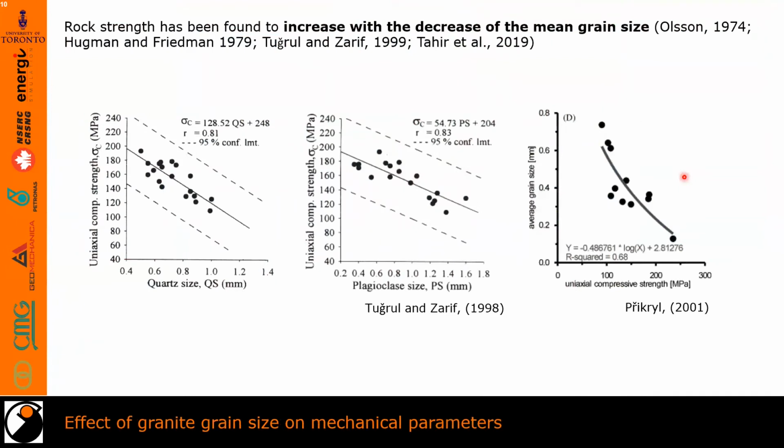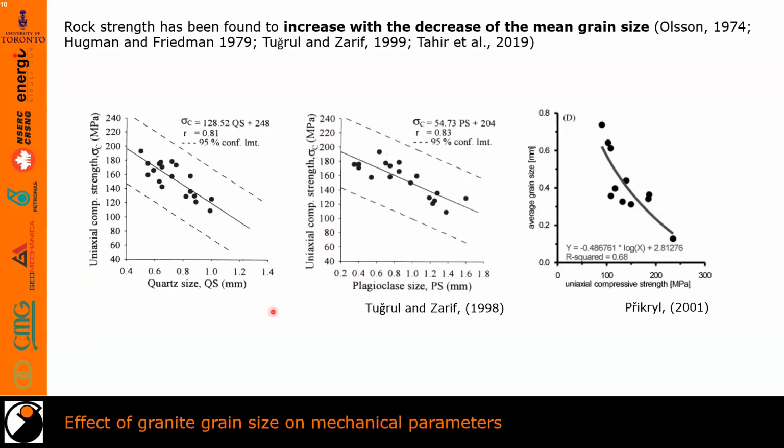Another microstructural feature, the grain size distribution, was investigated to see its effect on the mechanical parameters of granitic rocks. Experimental results show strength deterioration with grain size increase in different sedimentary, igneous, and metamorphic rocks. For example, Olson documented this behavior for marble. Hagman and Friedman show it for carbonatic rocks.